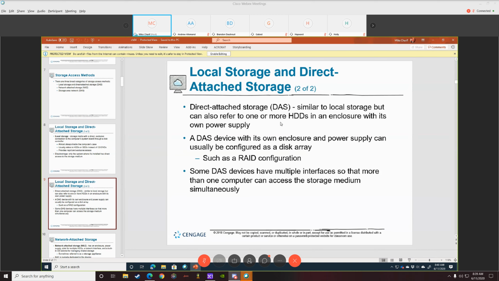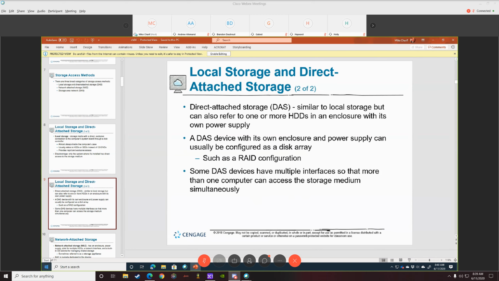A DAS device with its own enclosure and power supply can usually be configured as a disk array, such as a RAID configuration. You can do that too. Some DAS devices have multiple interfaces so that more than one computer can access the storage medium simultaneously.